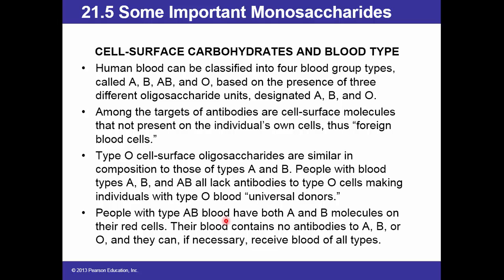People with type AB blood have both A and B molecules on their red blood cells. Their blood contains no antibodies to A, B, or O, and they can, if necessary, receive blood of all types. So these are called universal acceptors.